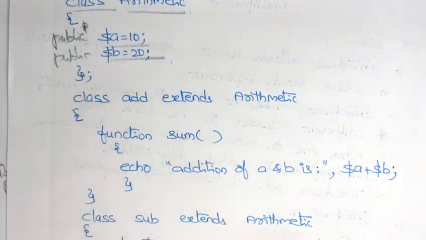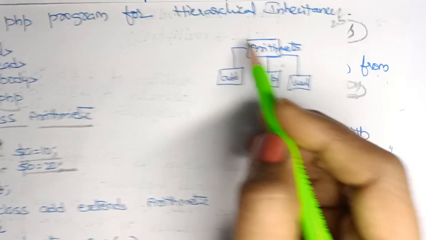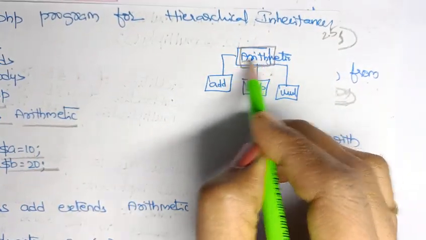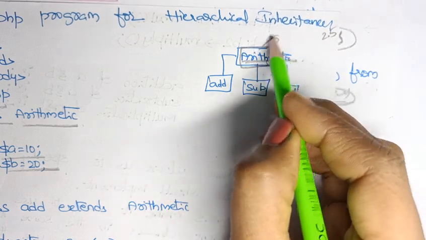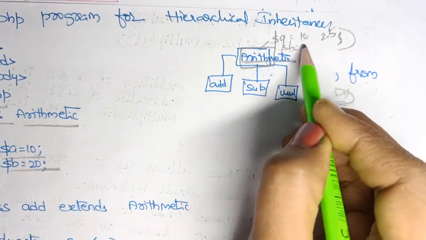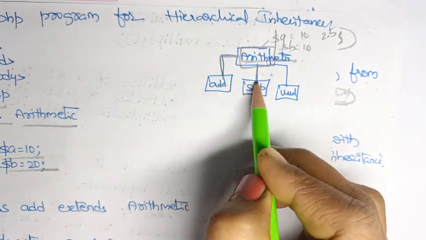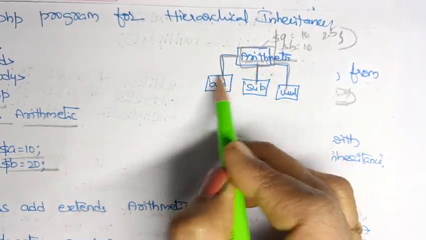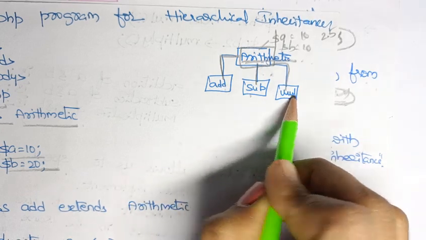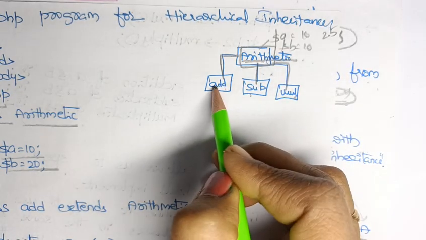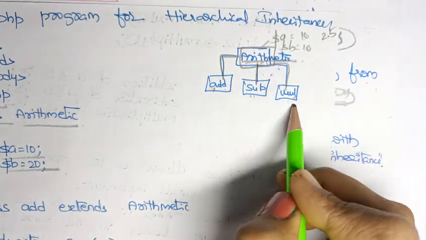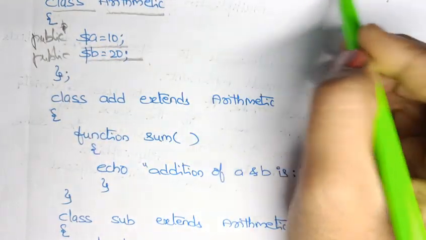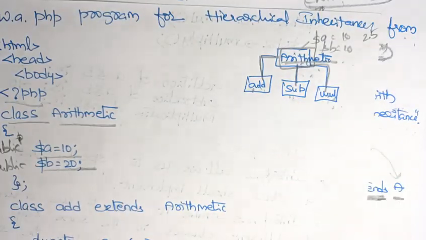So here the class is closed. Here I am taking the super class, parent class, as arithmetic, just a name I am taking. Here I am using $a is equal to 10, $b is equal to 20, and in subclasses, child classes for this arithmetic, I am taking addition, subtraction, multiplication. In the addition it is getting the properties of arithmetic, in the subtraction getting the properties of arithmetic, in the multiplication also getting the properties of arithmetic. So here one parent with multiple children is nothing but hierarchical.